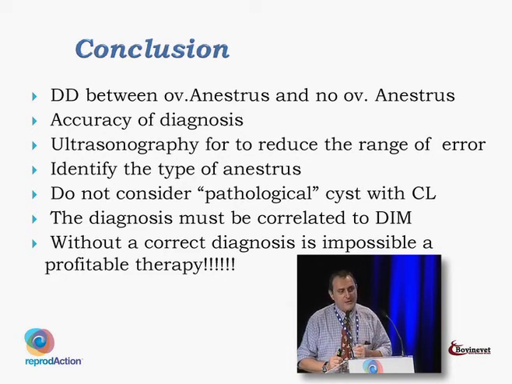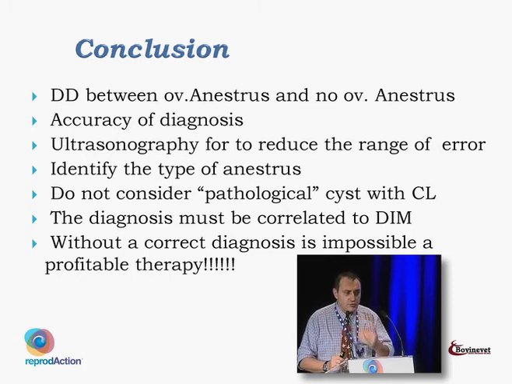I would like to remind you that it is a mistake to consider all the cysts as a pathological situation. There are 30% of follicular cysts with a good CL. And I want to say that personally, I don't give too much importance to the size of the cyst. Milo Wiltbank introduced a new terminology some years ago, defining anaestrus type 2 as small cyst. So the size of the cyst is not too important. What is important is the persistence of the cyst and the absence of a CL.